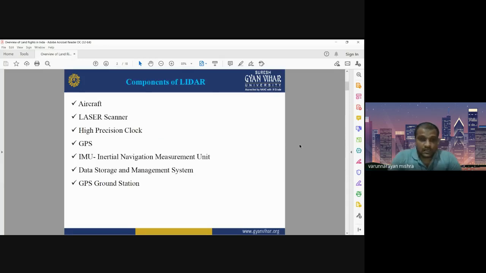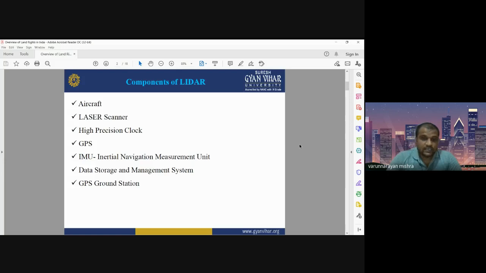So basically, LiDAR has several components. LiDAR is a system. It has several components, including aircraft, laser scanner, high precision clock, global positioning system, IMU, which is inertial navigation measurement unit, data storage and management system. Also, we have some ground stations, with GPS installed on the ground station to track and monitor the LiDAR. So these are the basic components of a LiDAR system.